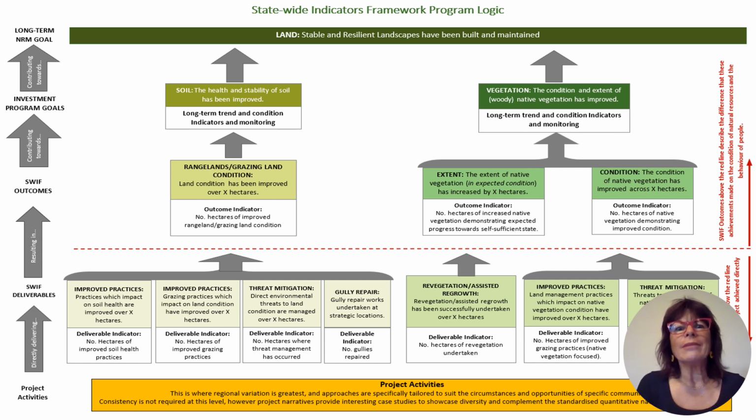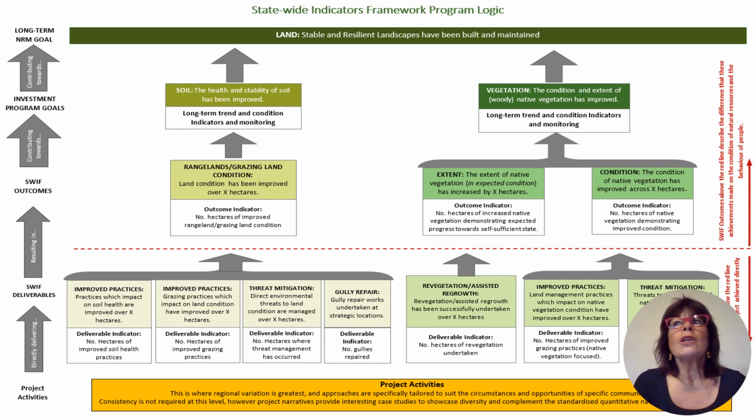Then comes the red line. And above the red line are the outcome statements. These are the things that you hope will change. This is the stuff that you hope to see a response in from your deliverables. So you hope that because you have done threat mitigation, you will start to see an improvement in the condition of your native vegetation, for example. It's slightly less in your control, but it's really important that we put a little bit more effort into monitoring whether or not what we did made a difference and had an impact above the red line.